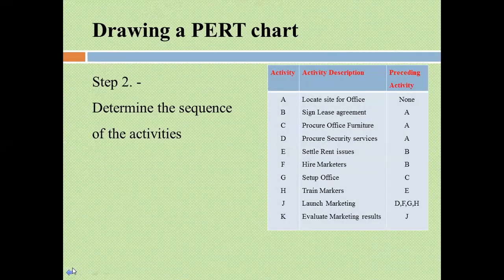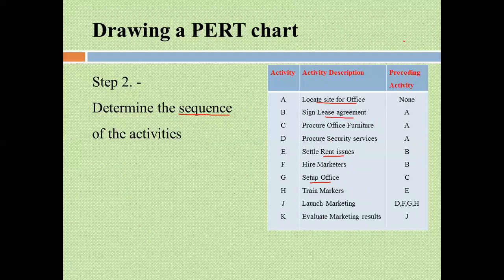When you go to step 2, once the activities have been listed, the second thing that you need to understand is how they sequence. What do you need to do first before you do another? For example, there is no way you can sign a lease agreement until you have located where the site of the office will be. There is no way you can pay the rent when you have not signed a lease agreement. There is no way you can go to somebody's premise to set up an office if you have not paid the rent. So you need to sequence what comes before the other.